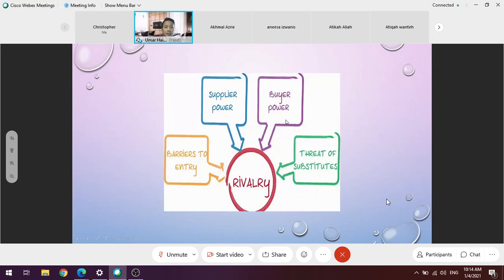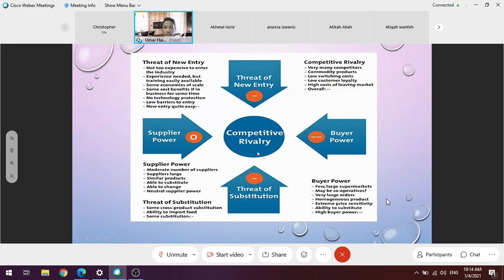Okay. And this is actually an example when we look into the five forces model. If we look here, for example, we want to see to what extent aspects like threat of new entry, buyer power, threat of substitution, as well as supplier power are going to impact the competitive rivalry. Okay. So having said that, I have given several examples.